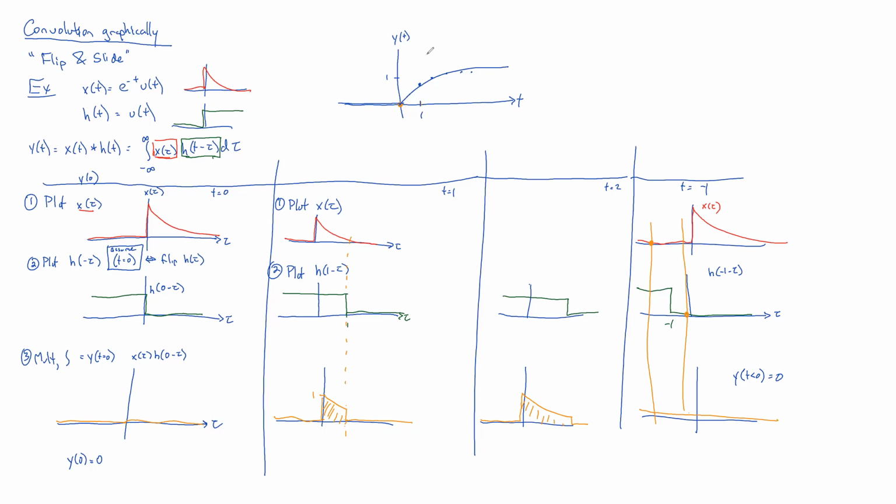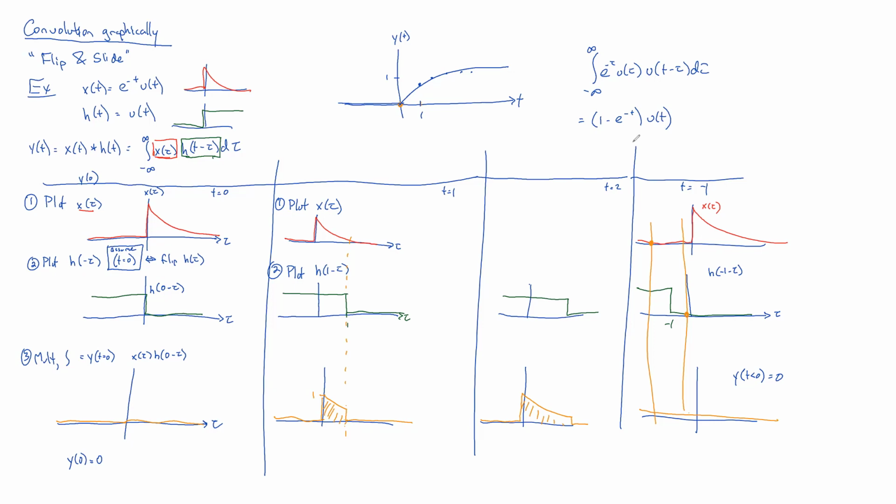And so this intuitively gives us a graphical explanation about why the integral from -infinity to +infinity of x of tau, which is e to the minus tau u of tau, times u of t minus tau d tau, is just what we've done down here for multiple different versions of t. And it tells us why it's equal to 1 minus e to the minus t, u of t, graphically.